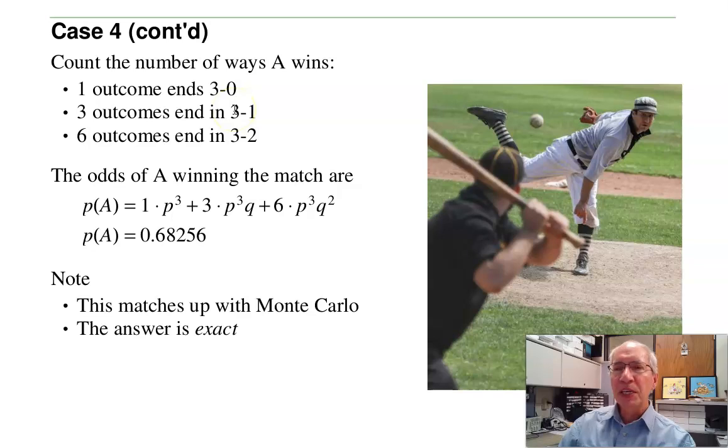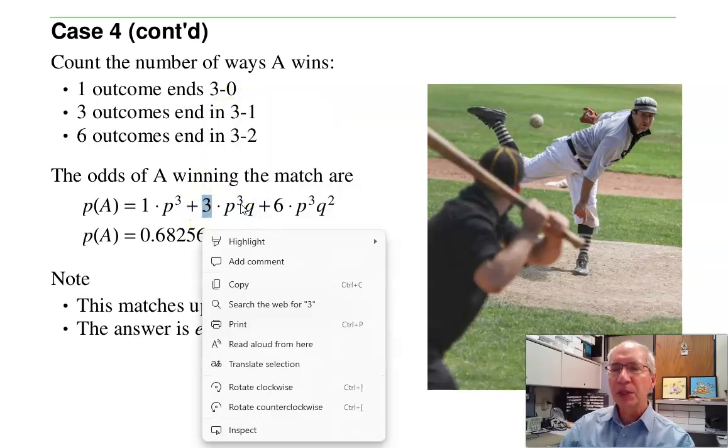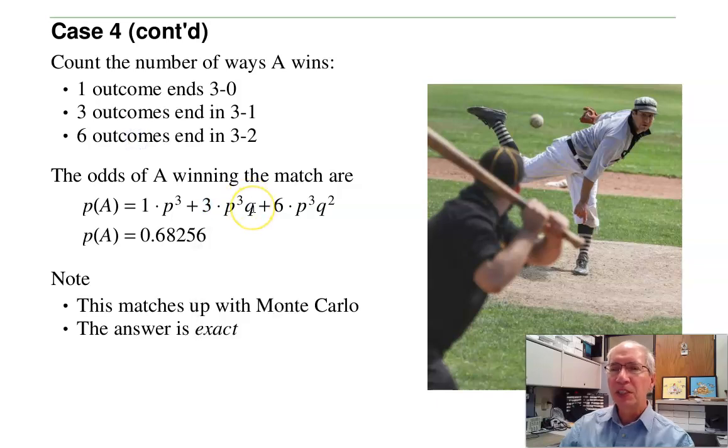There's 3 ways the match ends 3-1. So that's 3 ways it ends. I've got 3 wins, P cubed, 1 loss times Q. Q is 1 minus P, 40%. There's 6 outcomes that are 3-2. So there's 6 outcomes where A won 3 times, P cubed, B won twice, 0.4 squared. Add it all up, I get 0.68256.